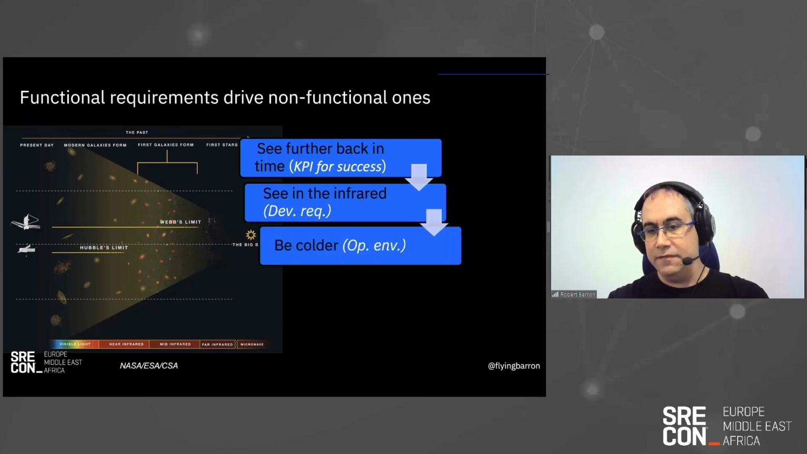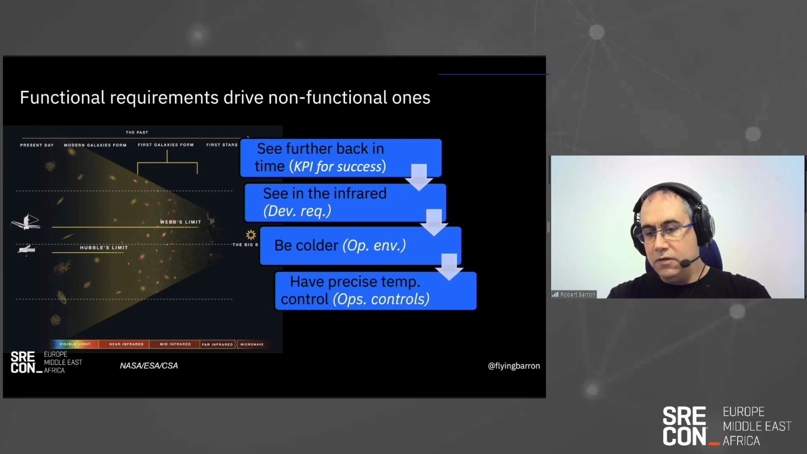Seeing as it's in the infrared, it has to be colder. It has to run in a different operational environment than Hubble did. Just like we are developing something that needs to be more scalable, more flexible, then it has to run in the cloud and can't be on bare metal. Being colder means it has to have precise temperature controls. These are the operational controls that we have.